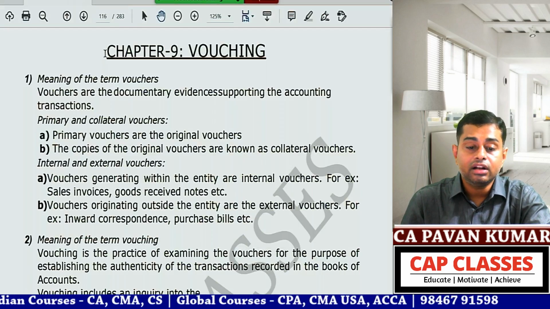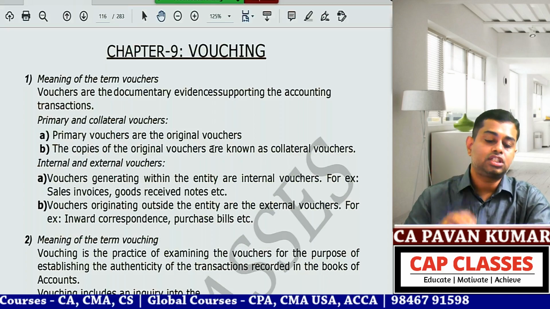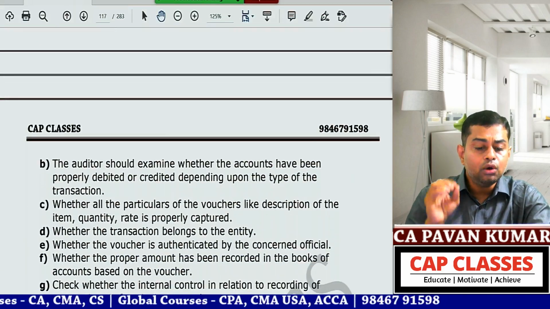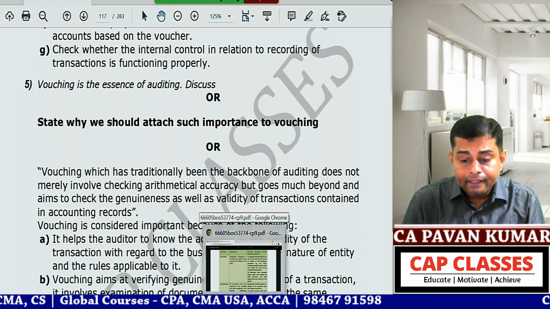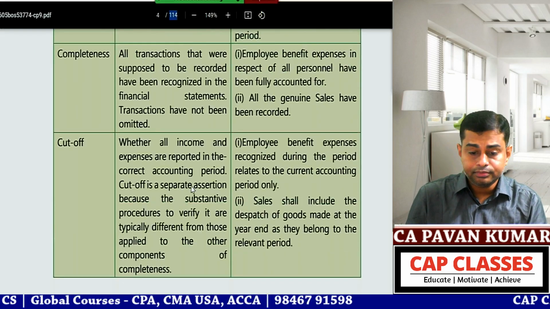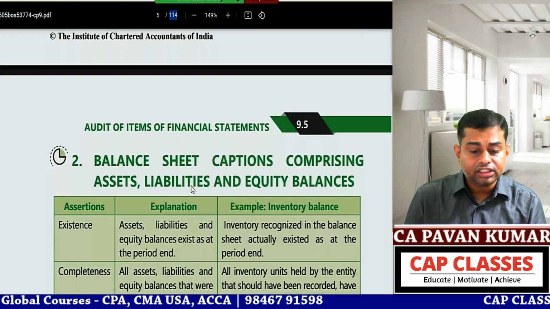I have given one short note. Now look here, for example, look here. So we'll come to the balance sheet after some time.